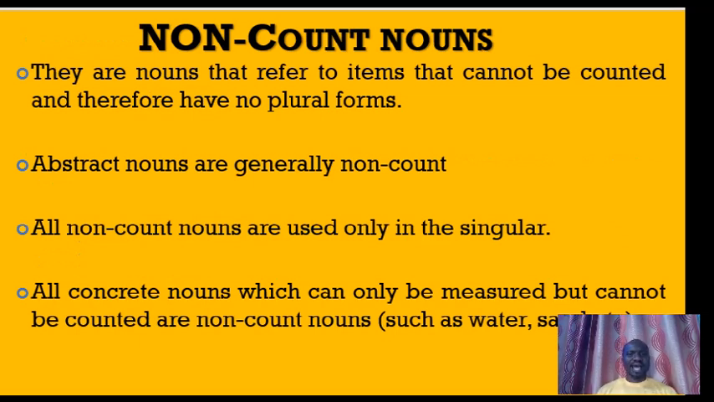Non-count nouns. They are nouns that refer to items that cannot be counted and therefore have no plural forms. Abstract nouns are generally non-count nouns. So let us refer back to your notes on that. It means that ideas that we have, nouns that we have in our brains or in our mind, cannot be counted. Jealousy, vanity, it cannot be counted. So that is why we say abstract nouns are generally non-count nouns.